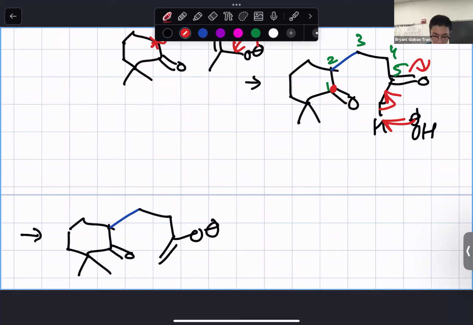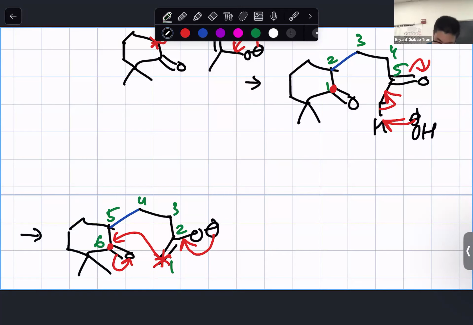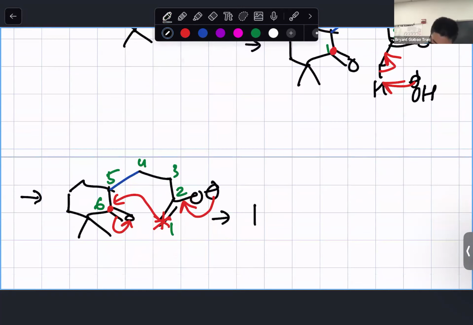Right, where we know that the alpha carbon of the enolate is the nucleophile, and the carbonyl of the other ketone is the electrophile. We're going to reform the carbonyl, use that alpha carbon of the enolate to attack that electrophilic carbonyl carbon, pop the double bond onto the oxygen to form a 1, 2, 3, 4, 5, 6-membered ring. So let's draw that 6-membered ring here.